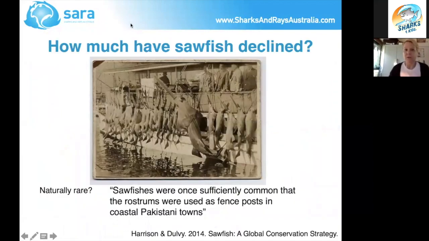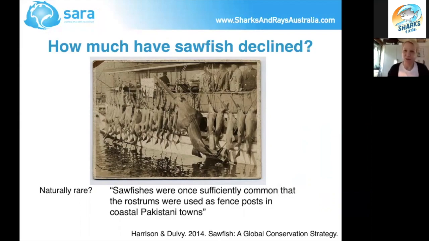Now, when you work with endangered species, one of the big questions is always, how much have these animals declined? And there is an idea out there that these animals are naturally rare. I think this idea comes from the fact that they're quite big. They grow to big sizes, as I said before, and so they might have big home ranges. When you think of terrestrial predators, like leopards and mountain lions, these animals have big territories, and so they are quite rare.